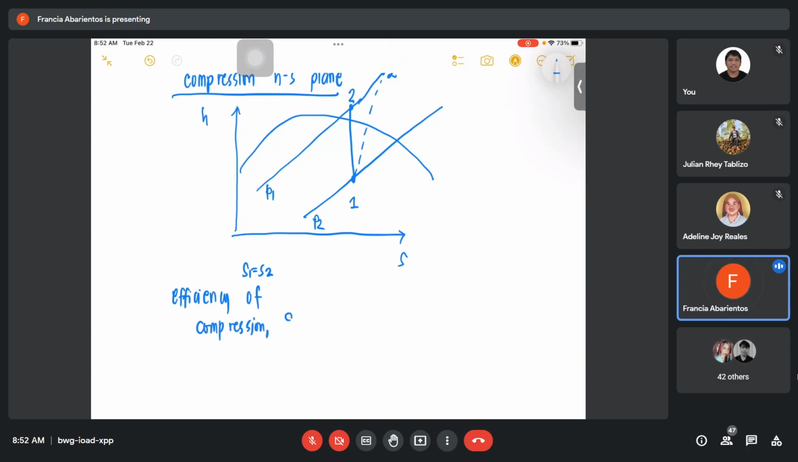take note, this is N. So, you have also the ideal work. And dito class, baliktad na. You have the ideal work over the actual work. Okay? Yung ideal natin is H1 minus H2. And on the other side, yung actual pa rin natin, H2 prime. Okay? Times 100% kasi efficiency siya class.